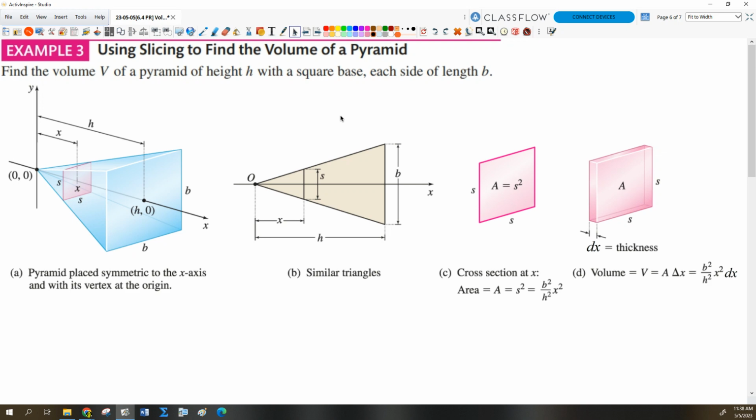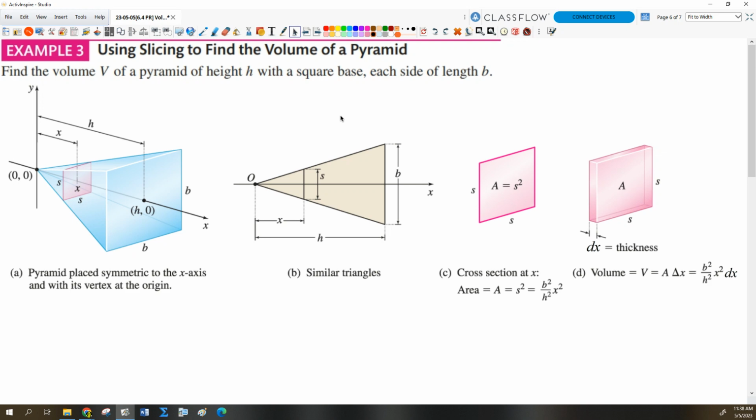So our axis actually goes down the center of that thing, right? So here's the x-axis. If we look at this thing in cross-section, there's the y-axis and there's the x-axis, and the z-axis comes straight out of the board. That's a cross-section of this pyramid cut right down the middle, right? So there's my h, there's my b.